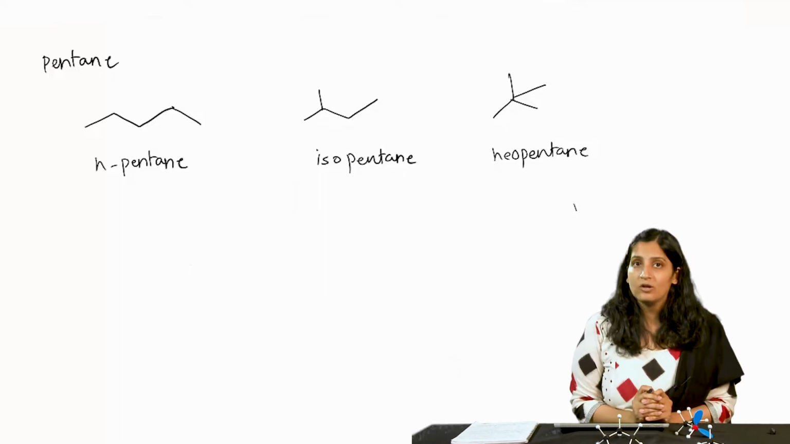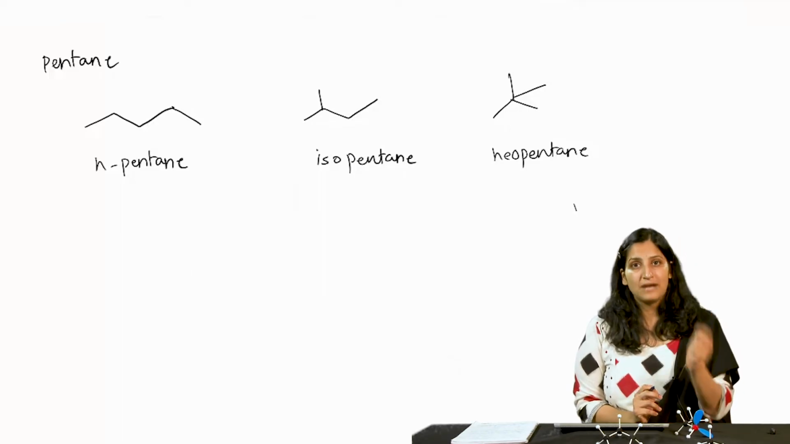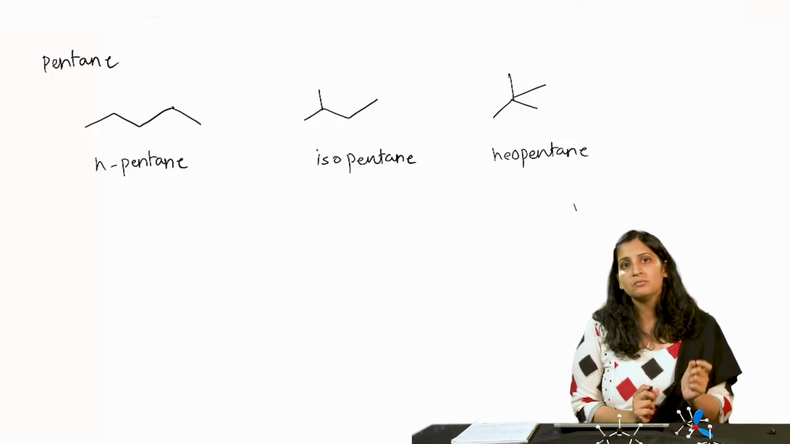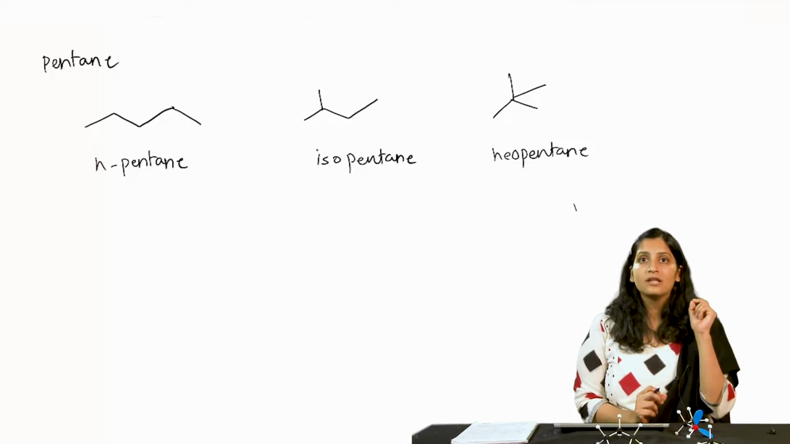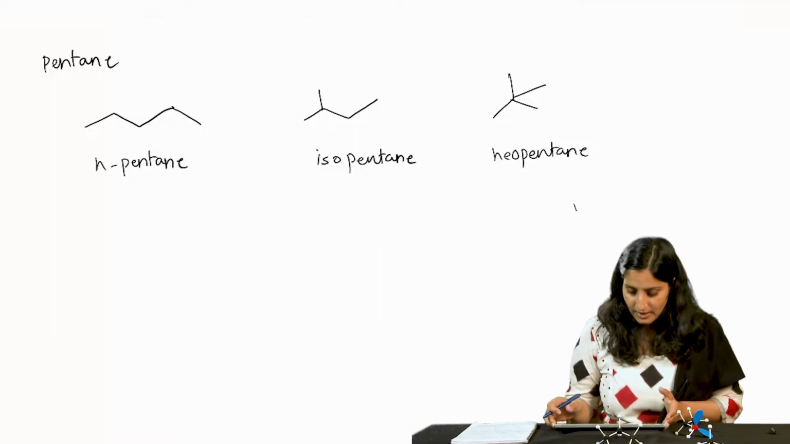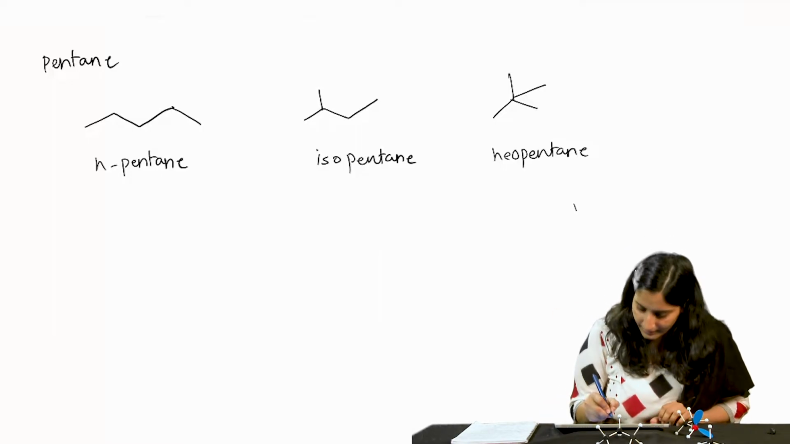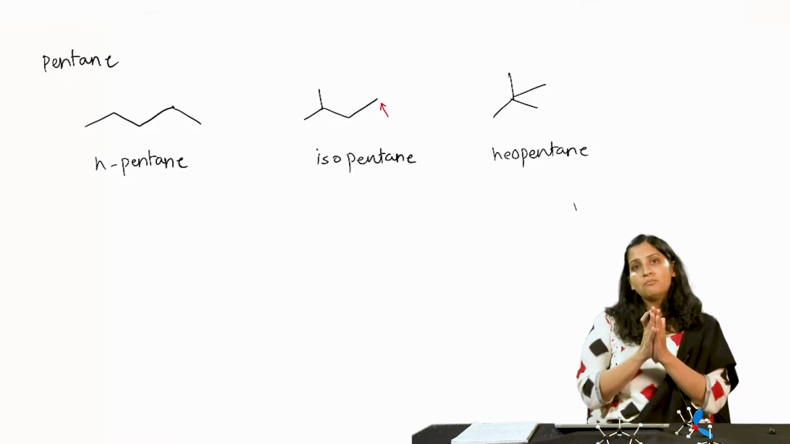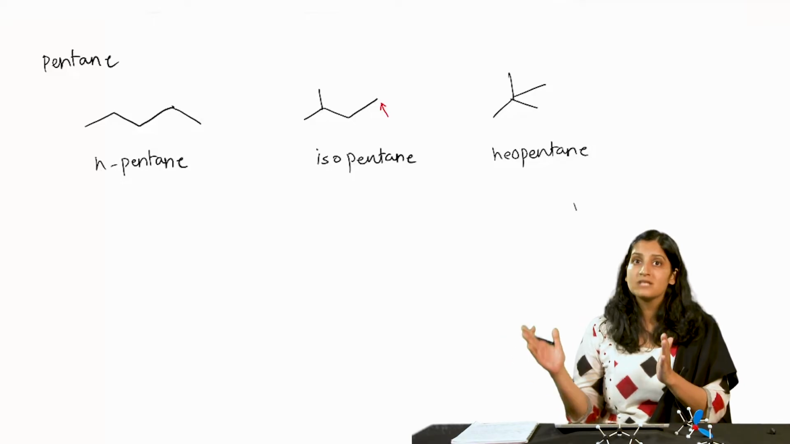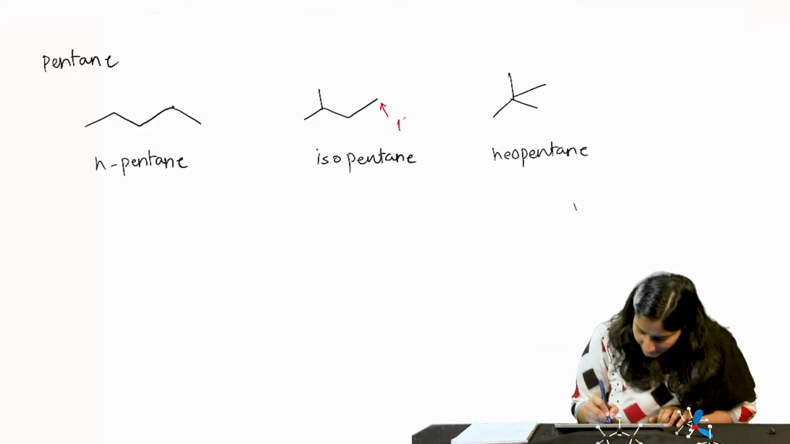Very often you will also hear the terms primary carbon, secondary carbon, tertiary and quaternary carbon. So, what are these? Chemists use these terminologies to represent the number of bonds each carbon is forming. So, for example, here I have isopentane, and if you look at this particular terminal carbon, it is forming bonds with only one carbon that is next to it. So, it becomes a primary carbon.